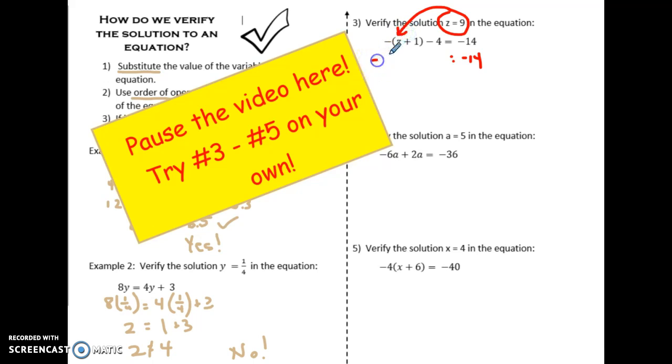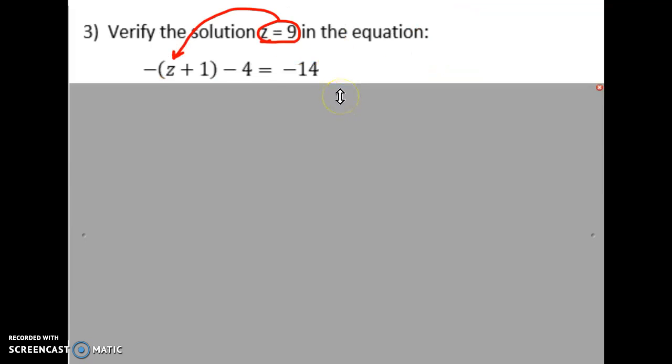You're still going to do your order of operations, but you'll only be really working on this side of the equation. The other side stays -14 in this case. In this case, it stays -36. So what I would like you to do is pause the video here. You are going to continue on with number 3, number 4, and number 5 to see if you can verify those solutions and determine whether that solution really does work or if it doesn't. When you're done trying them on your own, you're going to click play again and check your answers. Good luck. All right, I hope you worked through those 3 questions and now you can check your answers.